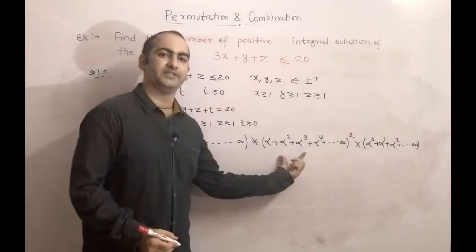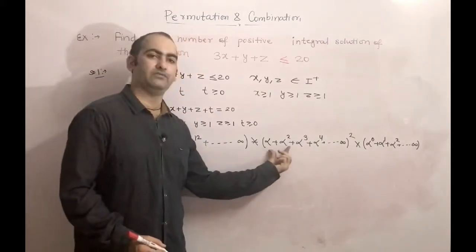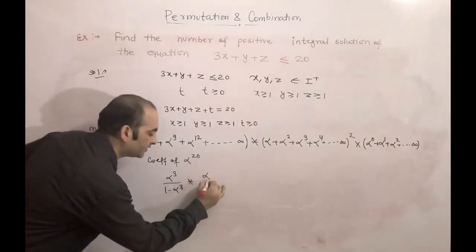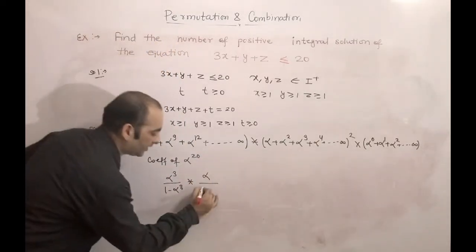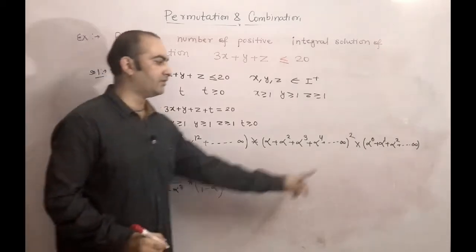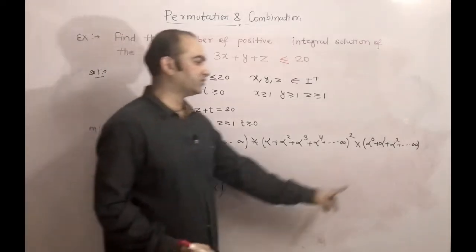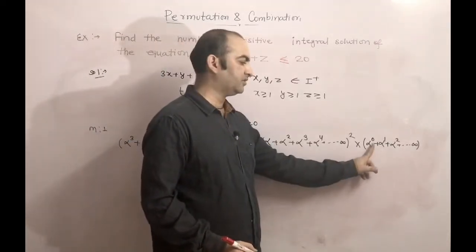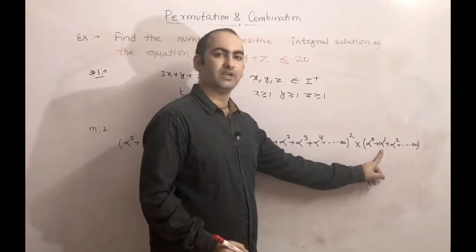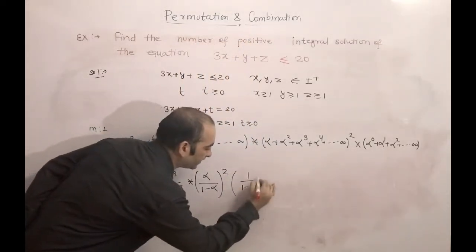This is also a GP series. This also we have to simplify. First term is what? Alpha, and common ratio is alpha. So what will come? Alpha divided by 1 minus r. R is what? Alpha, in bracket, and the power is 2, so square will come. Okay, and this is also a GP series. First term is alpha power 0, that is 1, and common ratio is alpha, so what will come? 1 divided by 1 minus alpha.